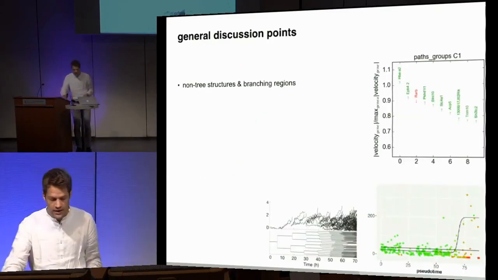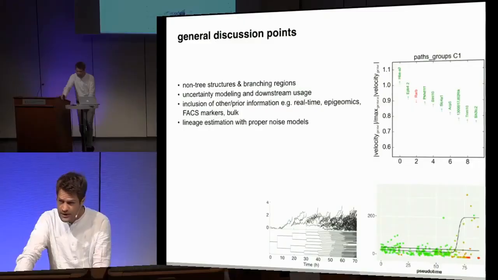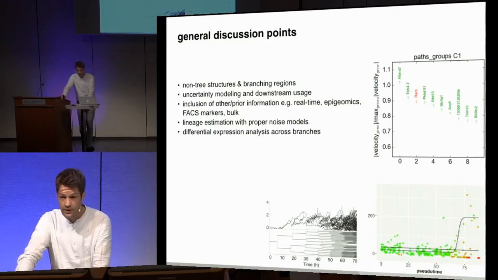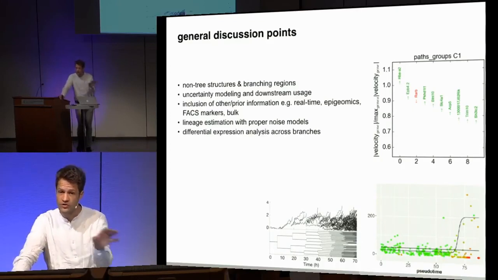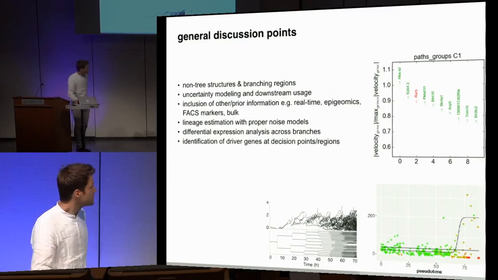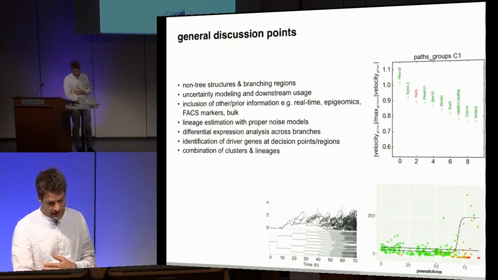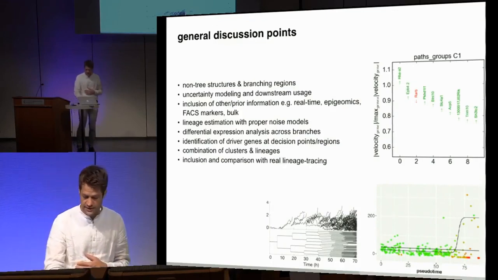So let me wrap up and finish with two points for discussion, maybe later today. I think interesting directions where these methods could be heading would be non-tree structures and uncertainty modeling, which I mentioned before. I think inclusion of additional information, potentially bulk, but also real-time or lineage tracing information. I think noise models haven't been tackled as well as they have, for example, for differential expression. And I think differential expression along branches, in contrast to differential expression for clusters, is not yet as developed as it could be. Identification of driver genes at branch points should be more than just plotting the most expressed gene. And I think a combination with lineage tracing is the way to go.